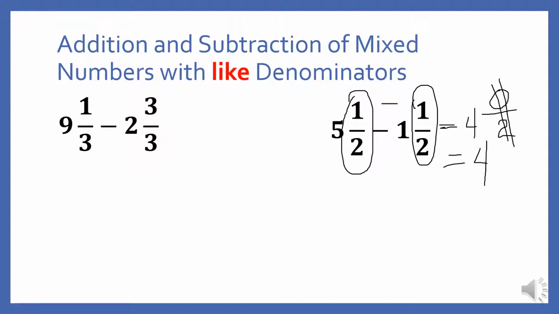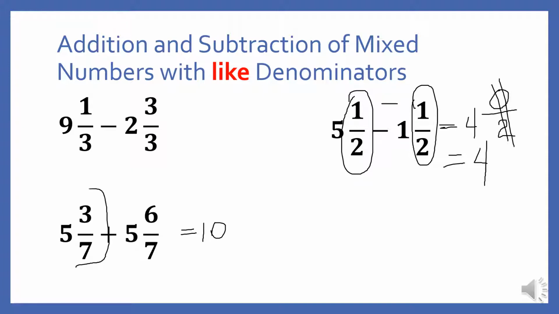Okay, nice. We have 5 and 3 over 7 plus 5 and 6 over 7. Again, we have common denominators, and we have the choice of converting to improper fractions first and then adding, or working out our whole numbers first. So let's work out our whole numbers first and see what we're getting. 5 plus 5 is 10. We have common denominators for our fractions, so we are just going to add our numerators. 3 plus 6 is 9 over 7.